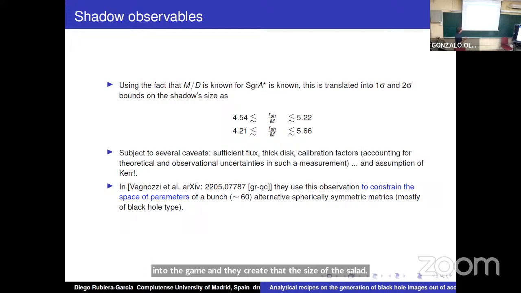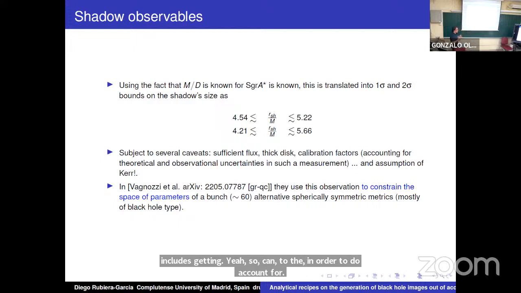This is for 1 sigma, this is for 2 sigma. As I said, there are several caveats. First, that there is sufficient flux getting to the image. They assume a thick enough disk. There are some calibration factors that they put mathematically into the game in order to account for observational, experimental and even theoretical mistakes. But even further, they assume Kerr as the solution.